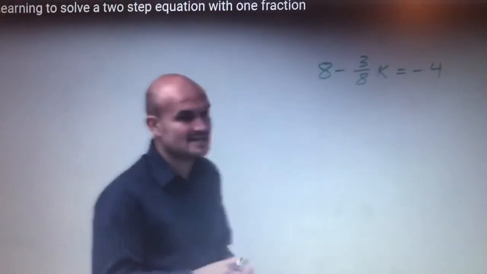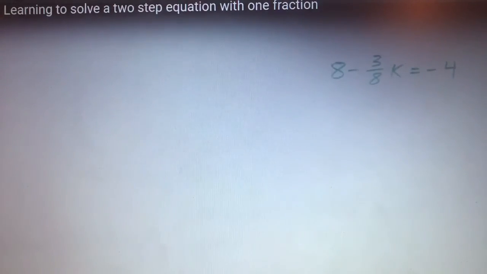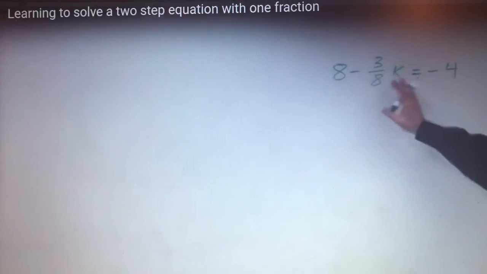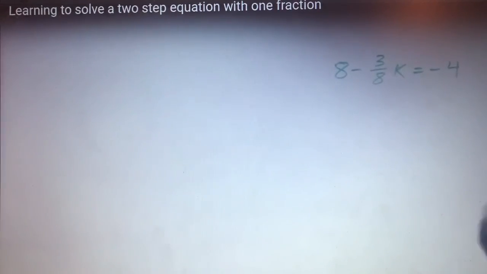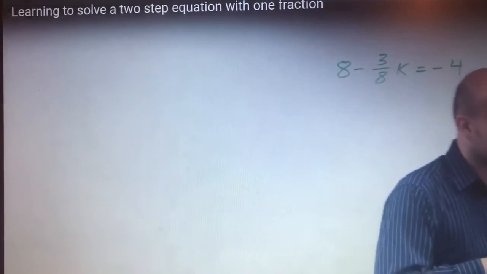Like this, 8 minus negative 3/8k equals negative 4. What we need to do is isolate the variable. We need to get our k by itself. Now, to do that, we need to apply what we call our inverse operations. We need to undo what's happening to the variable.